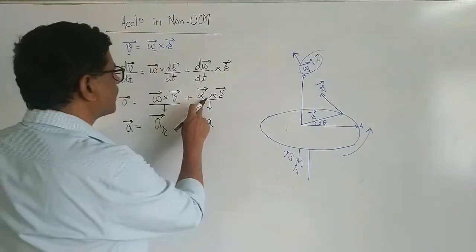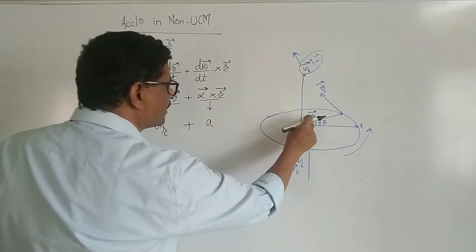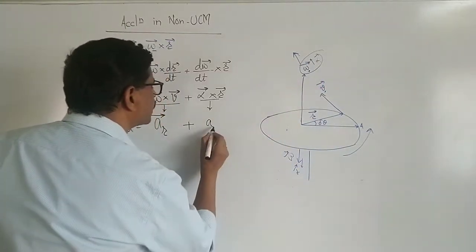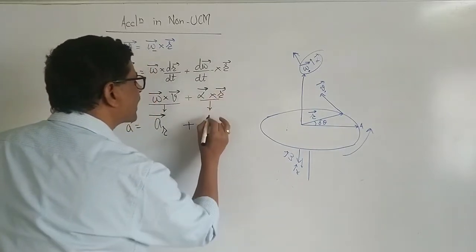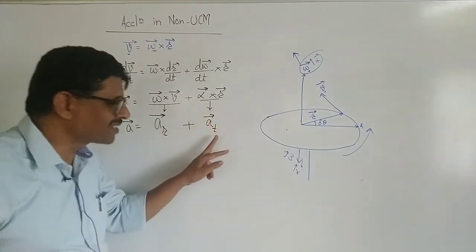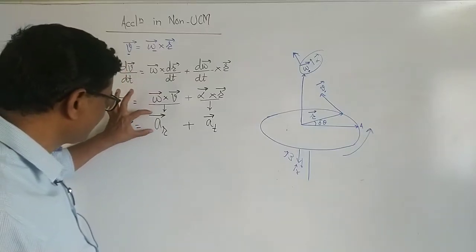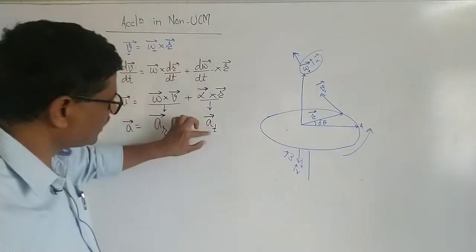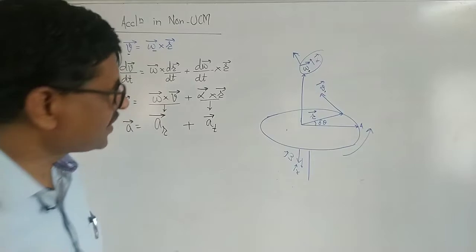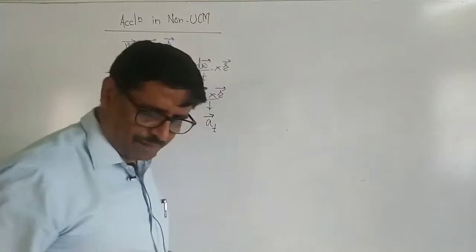Now, this is alpha and r. Alpha is perpendicular to the plane of revolution, r is in the plane. For alpha and r, v is perpendicular and v is along the tangent. Therefore this is perpendicular to the radius, meaning along the tangent. Perpendicular to the tangent is the radius, and perpendicular to the radius is the tangent. Therefore this component of acceleration is radial acceleration, and this component is tangential acceleration. We will see the components independently.